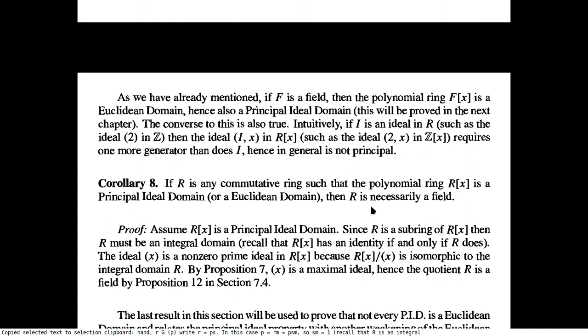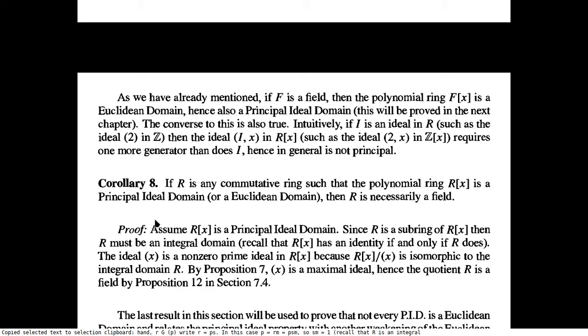Okay, so if you have a polynomial ring over a field, then it's going to be a Euclidean domain. But as it's a Euclidean domain, it's also a principal ideal domain. Yeah, if it's a Euclidean domain, you can say that it is a PID. The converse is not true in general: if you have a PID, it doesn't have to be Euclidean.